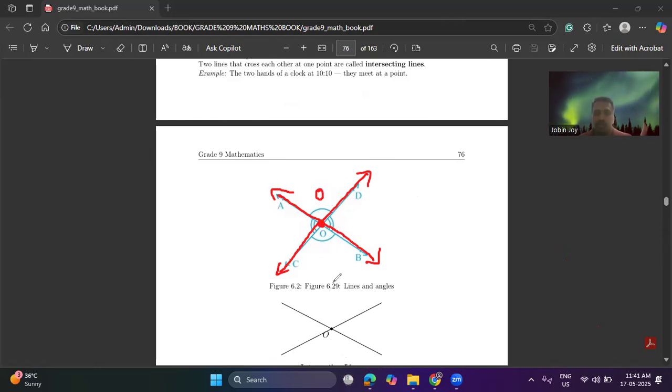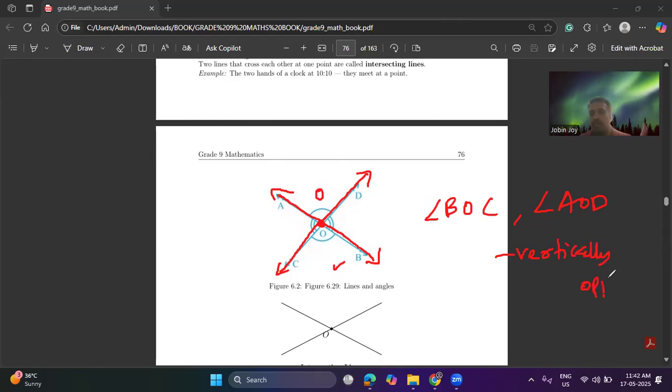So the opposite angles are, the first one angle is this one, angle BOC. What is the opposite angle of this BOC? It is angle AOD. So angle BOC and AOD are called vertically opposite angles.